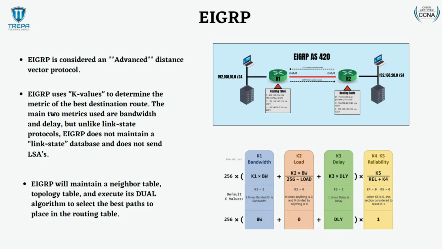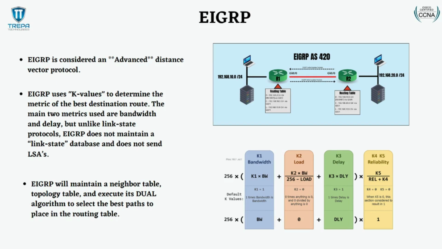EIGRP is kind of an anomaly when it comes to the IGP category in which it fits into. So EIGRP is sometimes labeled as an advanced distance vector protocol, but really it's not distance vector at all, right? It doesn't use hop count as any way to determine the best path. It actually has a complex algorithm called the DUAL algorithm, Diffusing Update Algorithm, and it's going to use K values to determine the metric of the best destination route. But it also doesn't create a link state database of all the networks that it knows about within an autonomous system or routing area, right?